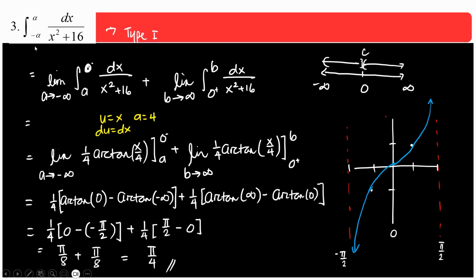Next, how about this one? Both limits are infinity. So what I do, I split them into two. Split them here at 0. So negative infinity to 0, and 0 to infinity. Since it's the lower limit, it becomes A. It's the upper limit that I need to replace. The upper infinity becomes B.